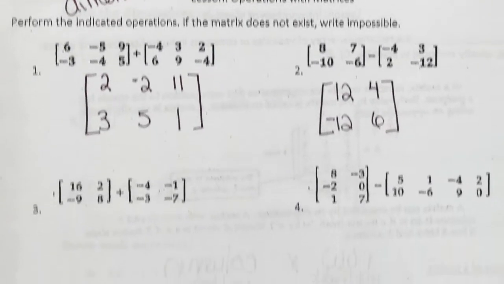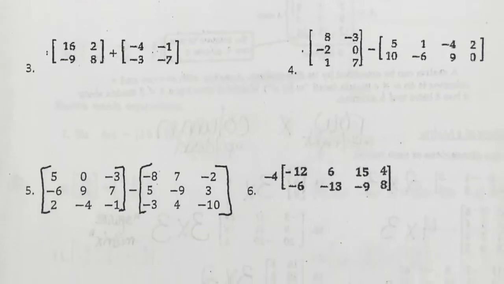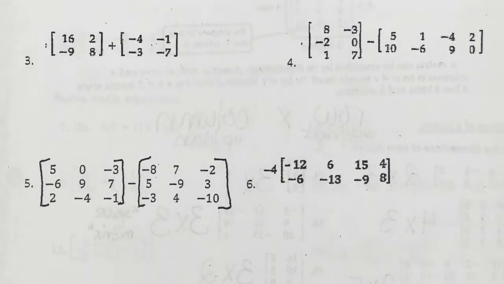All right, here we go. Let's look at number 3. What operation does it want us to do on number 3? Addition? Can I do that? Can I add them? Why? Because they're the same size, right? Okay, so y'all try number 3 real quick. So that means that it's legal to add them. Go ahead and add them and see if you get those 4 numbers.